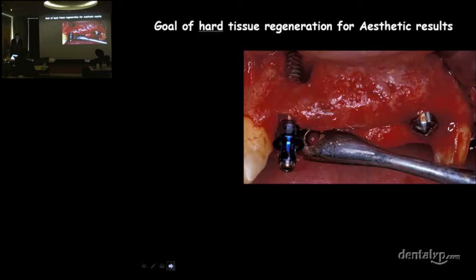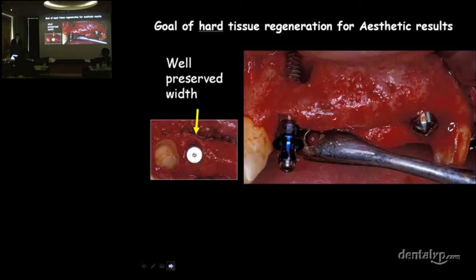The tooth number 7 was immediately replaced by an implant. So the buccal wall was well preserved. From this, we realized the importance of timing of procedures. Then, it's time for vertical augmentation.